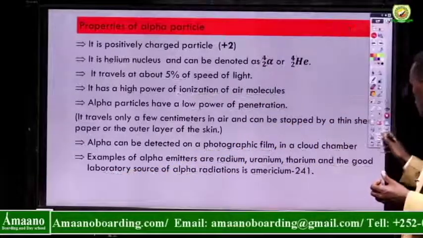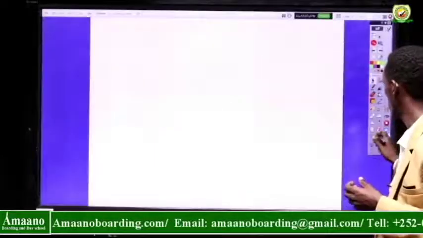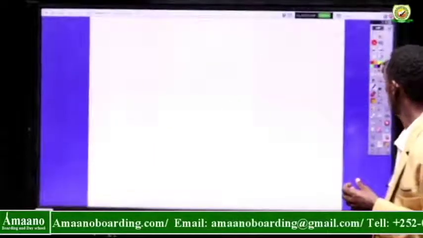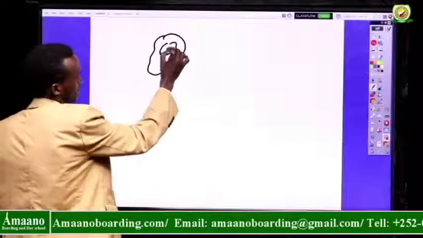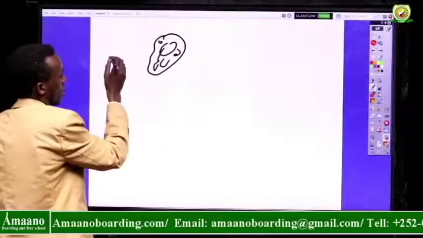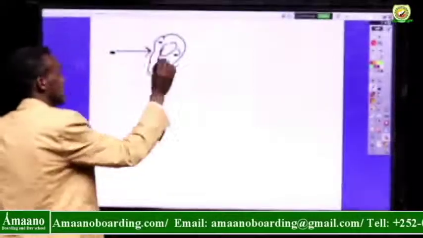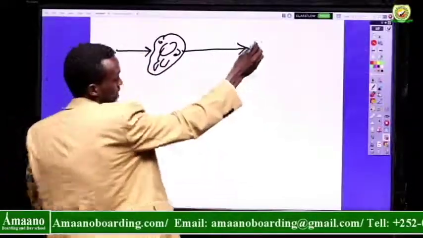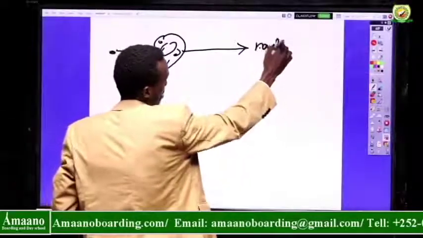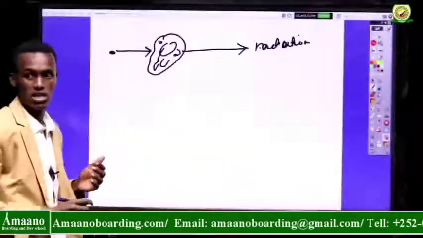Nuclear equation. What is a nuclear equation? We have a stable nucleus. When this stable nucleus is bombarded with a neutron, it becomes unstable and releases radiation.